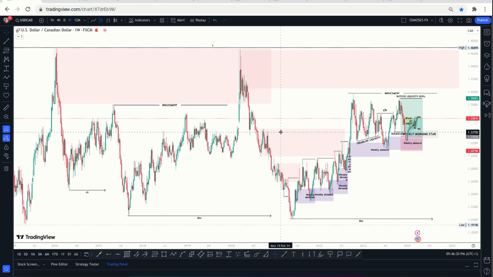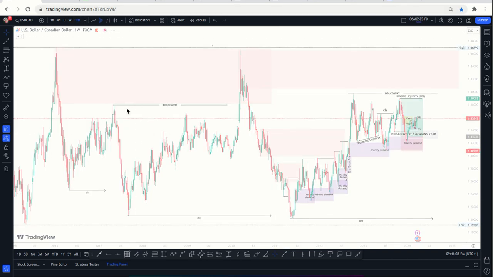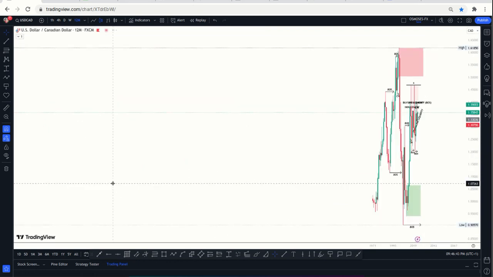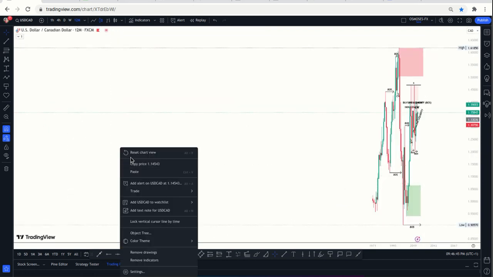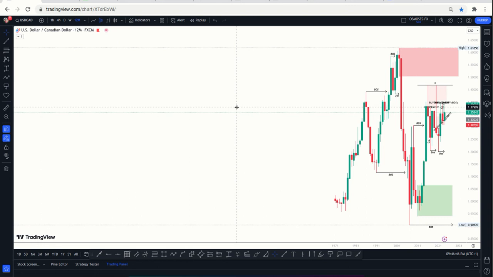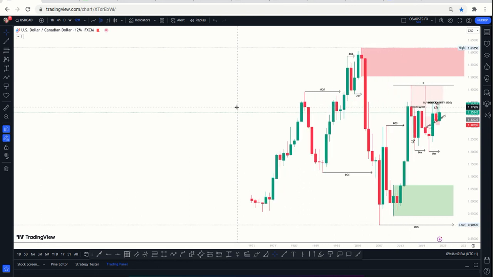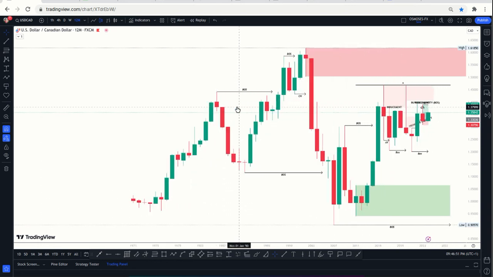Now I'm on a weekly, and let's just go down to 12-month first so that you can have a view of what I'm looking at on USD CAD from the monthly time frame before I come down to the weekly, so that I won't just bore you with what I feel. So on the monthly time frame, you can see that USD CAD is bearish.